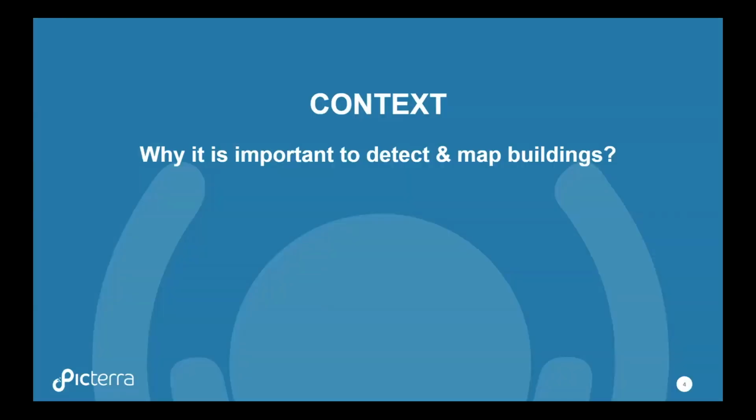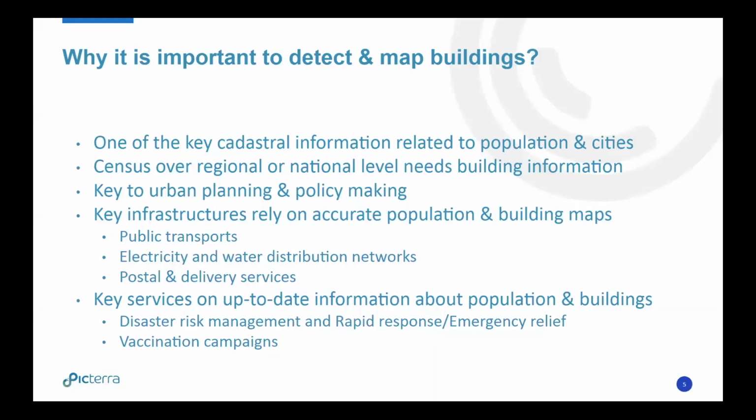So why is it so important to detect and map buildings? Buildings translate the cities and the population, and this is key for many things, among which just knowing about the population. For instance, for a census at the national level, you really need this building information. You have all the urban planning and policy making at large scale, where you need the localization of your buildings, which translates into basically mapping the population. Next to this, there's of course all the key infrastructure, be it public transport or the distribution networks of water, electricity, and postal services. All these elements really rely on an accurate mapping of the population.